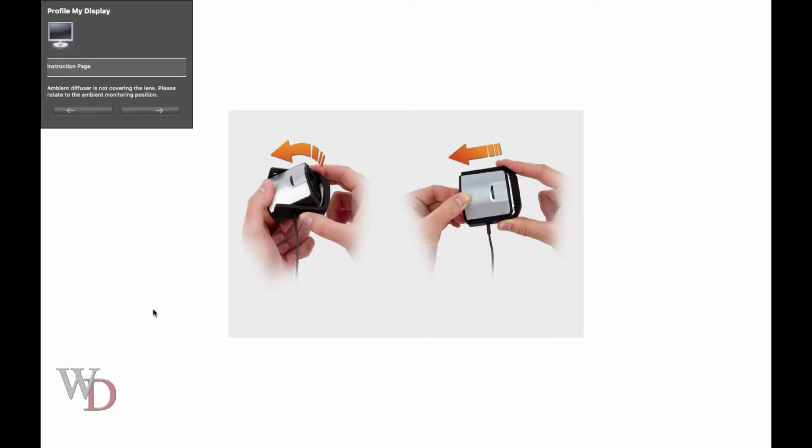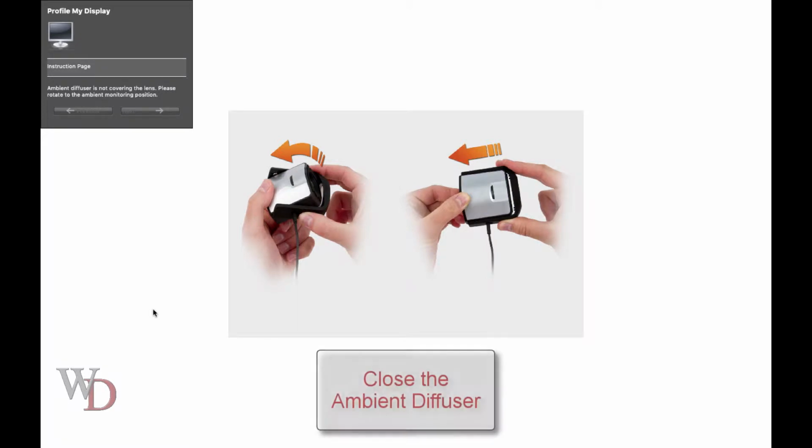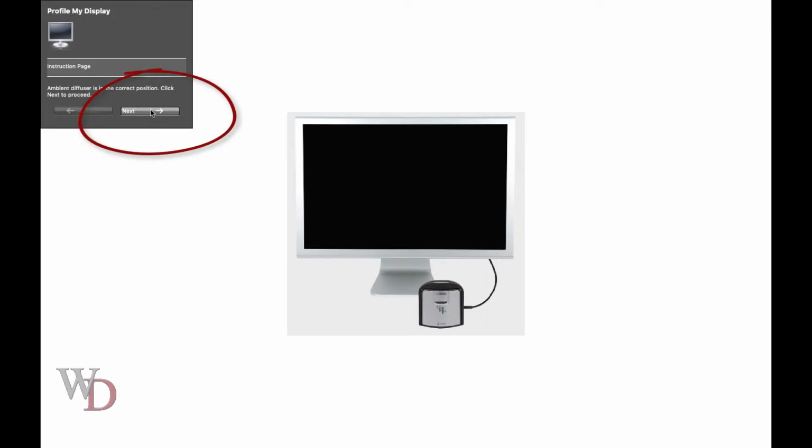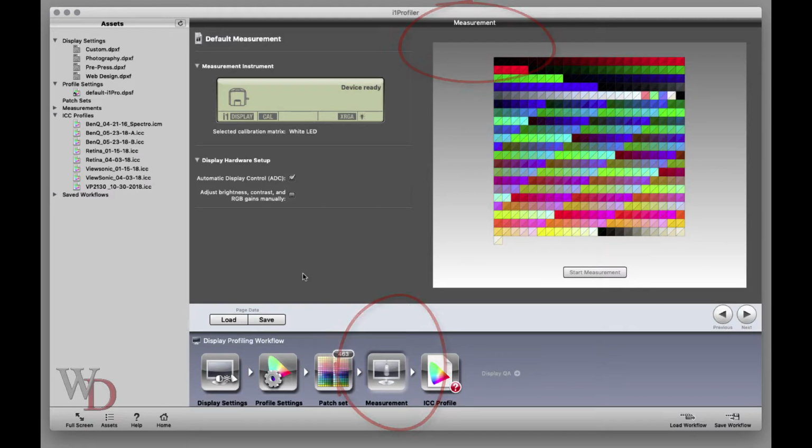So now that the measurement is completed, a couple of things to take care of and then we are done. First is to go ahead and flip around the Ambient Diffuser. And of course you get a new screen that shows you that you've done that. Now we'll go to the next button up here. And that brings us back to the measurement screen.